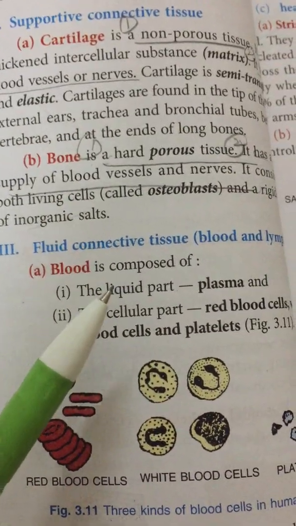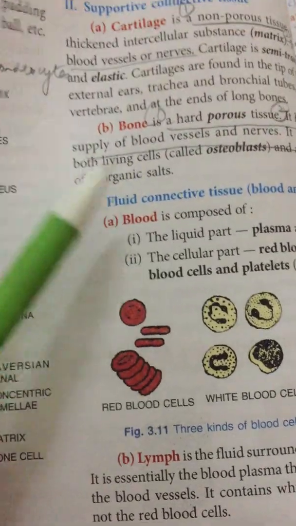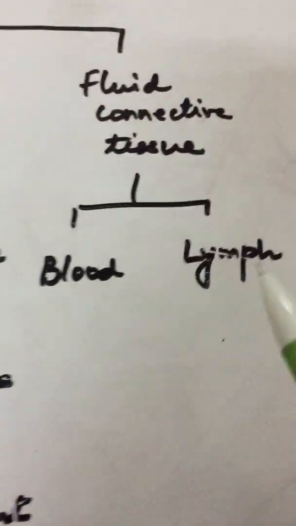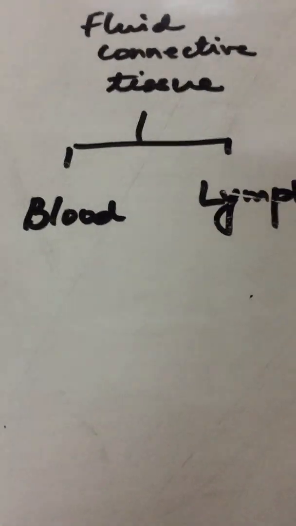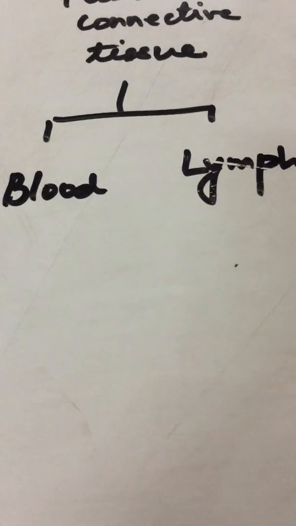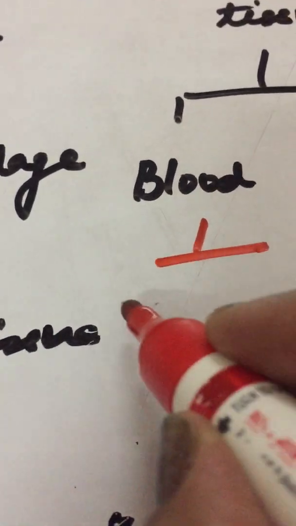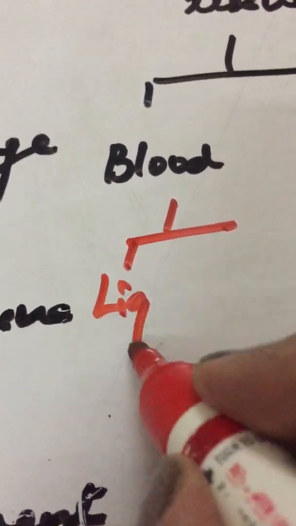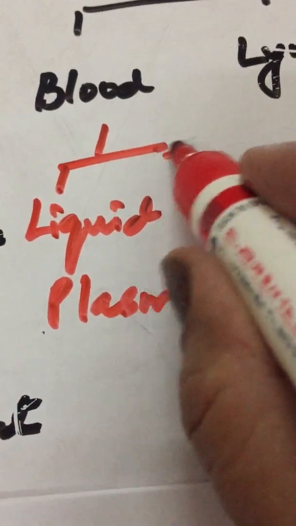Next we move on to the fluid connective tissue, which is again of two kinds, blood and lymph. Now blood is red in color. So blood is red in color, whereas lymph is straw colored or not red but light yellow in color. This is because blood has basically a liquid part, and that liquid part is called plasma, whereas it has a cellular part or corpuscular part which has three kinds of cells. And what are they?